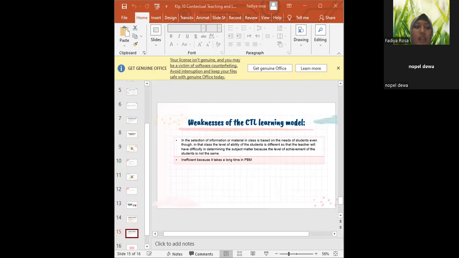And the next is that it is inefficient because it takes a long time to study, because the teacher has to understand the students one by one, so the teacher can give the best model of study. It's perfect to teach the students like that. So that is all.